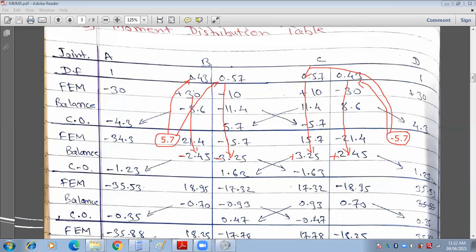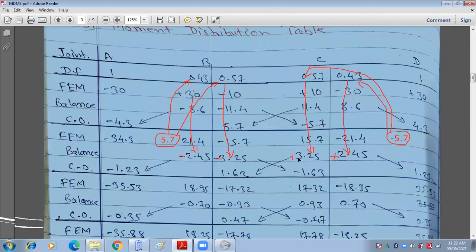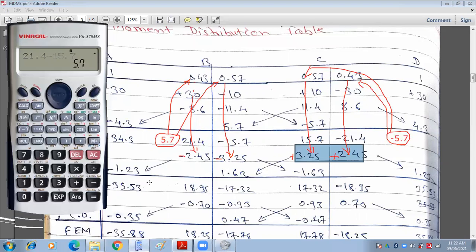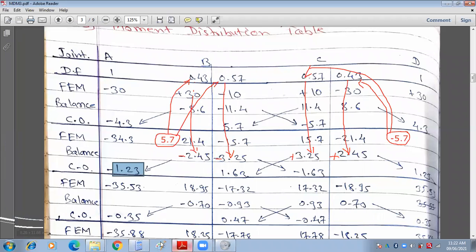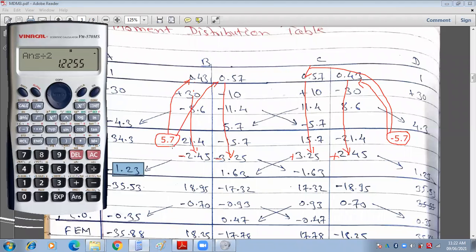Now check the values. I do the calculation for these two, and similarly the values will be applicable over here. Now 5.7 into 0.43 is 2.45. Now out of this, 50% is transferred to the far end, divided by 2, 1.2. This value is transferred to the far end. Now similarly over here, the difference 5.7 is multiplied with the distribution factor 0.57.